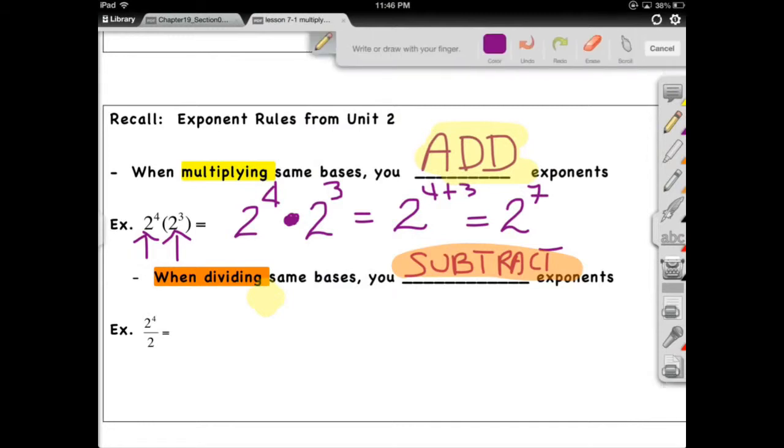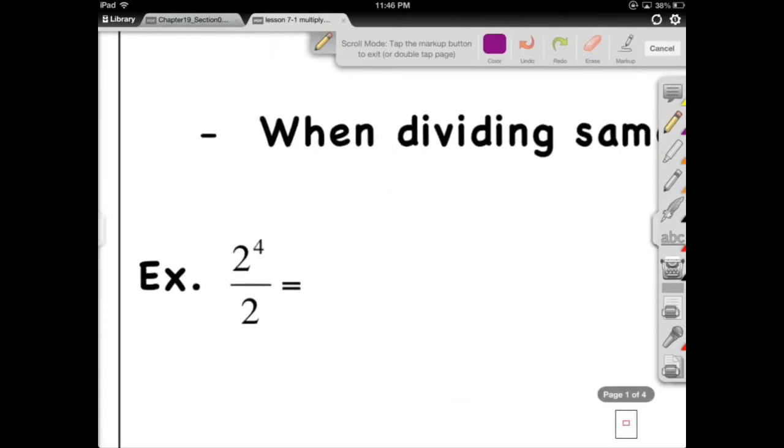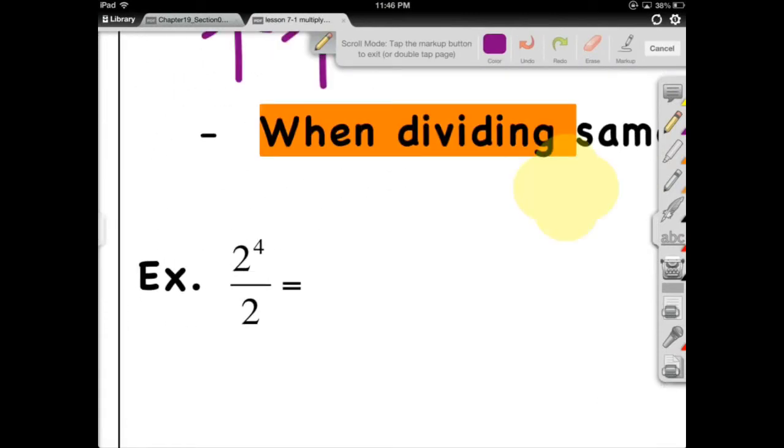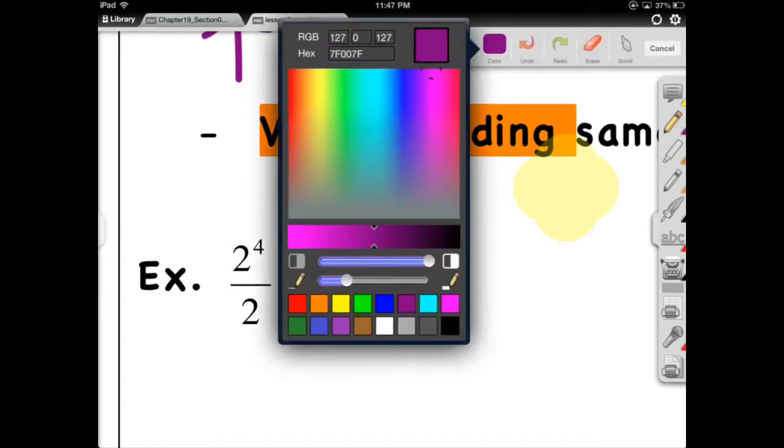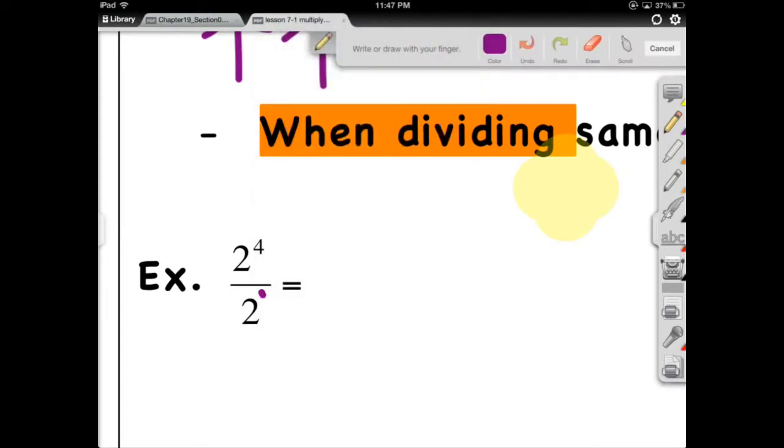And our example below, zoom in. The understood exponent of this 2, stop and think for a second as to what it is. Hit pause. Okay, well, if you're back, it's 2 to the first power. If you didn't pause, well, that's up to you, I guess. 2 to the first power. 2 to the 4 minus 1, or 2 to the third power.